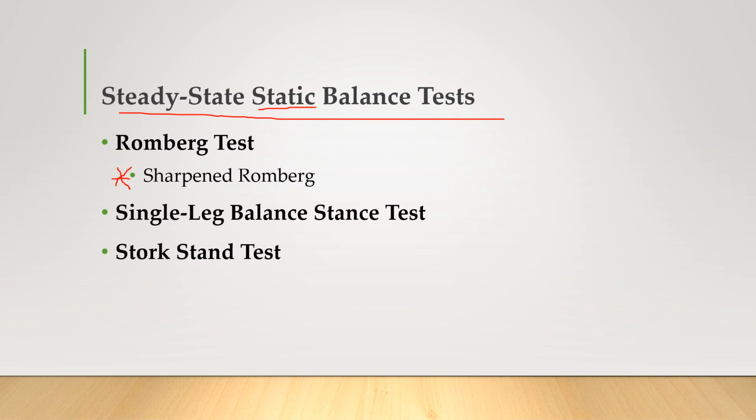So heel to toe, one foot in front of the other. We're going to cross their arms at the chest and then close their eyes for 1 minute. So that's the difference between the Romberg and the sharpened Romberg test, but both are static balance tests.